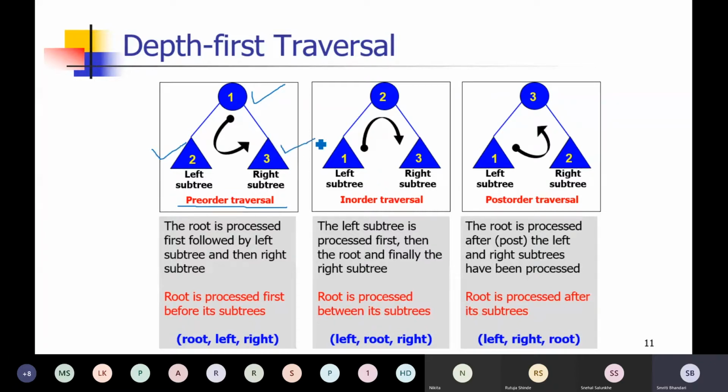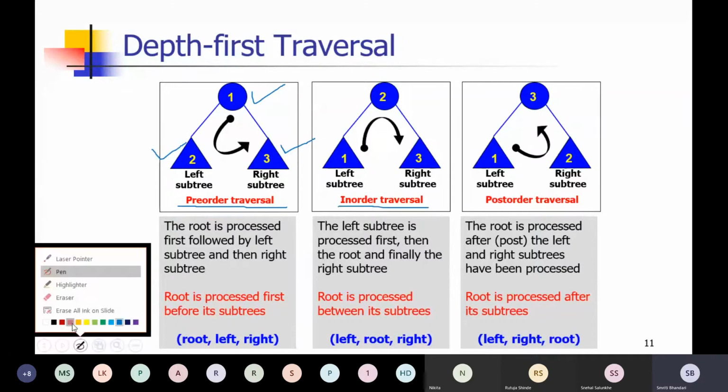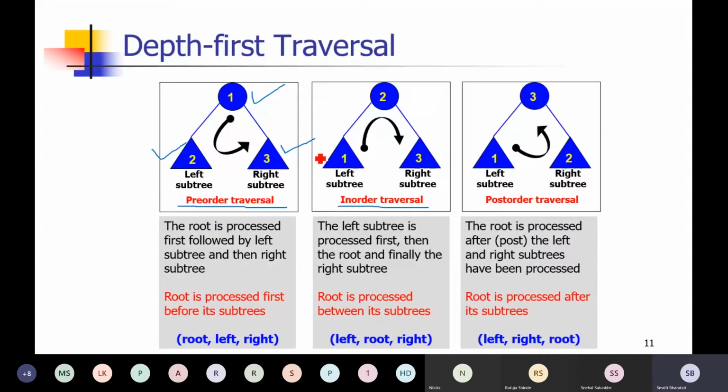In in-order traversal, what we are going to do is process the left subtree first, then the root node, and then the right subtree. So the sequence is 1, that is the left subtree, then 2, that is the root node, and then 3, that is the right subtree. In case of post-order traversal, what are we going to do?